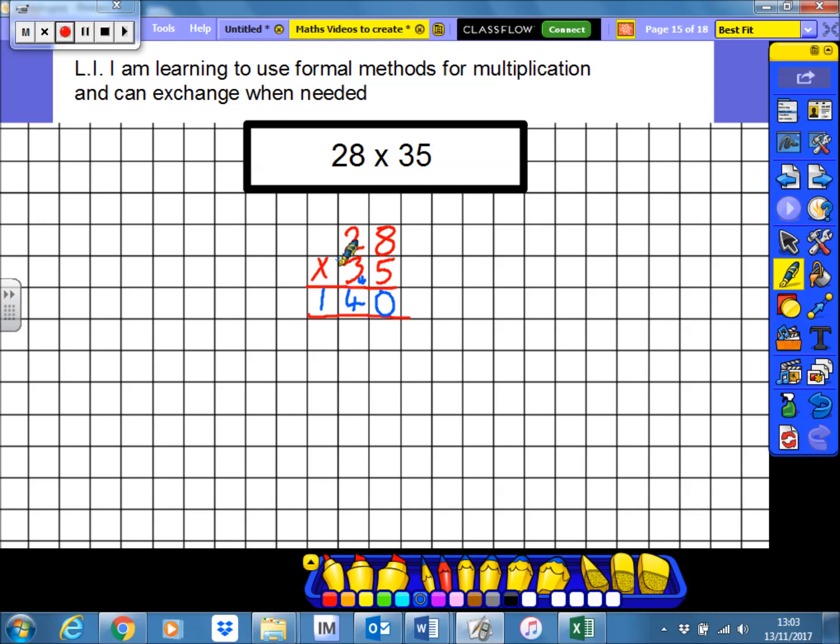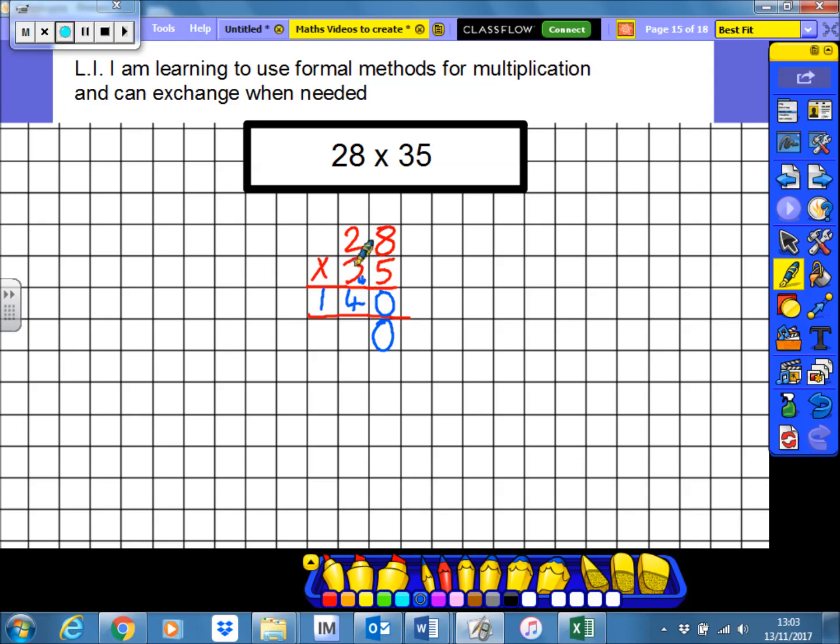In order to make them 10 times bigger, we're going to start off this next row by first of all writing a 0 in the units column. Now that's acting as a placeholder to make everything 10 times bigger. So whatever answers I do now, they're all going to be 10 times bigger.